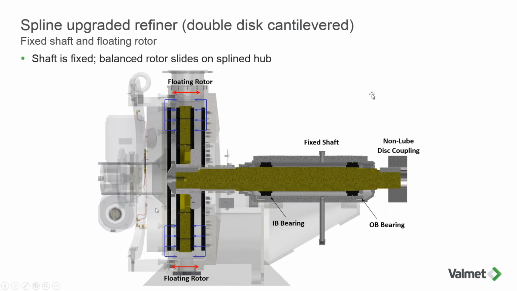Everything is now happening inside the refining cavity. You have one component, the rotor, floating on top of a fixed hub, and that hub is fixed onto the shaft, which again is fixed in place. So now we can look at non-lubricated disc couplings.